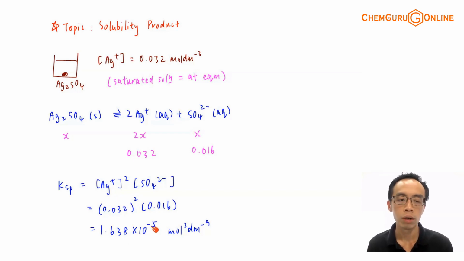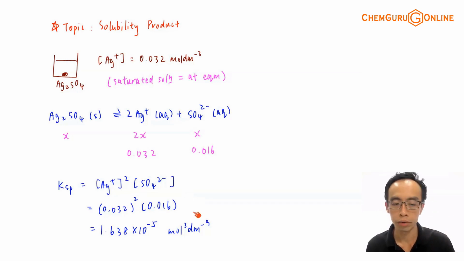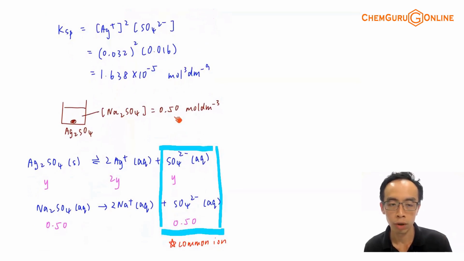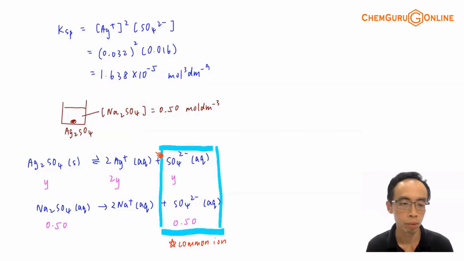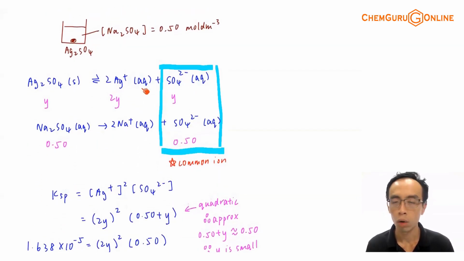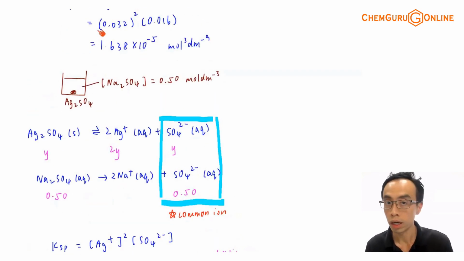So the first thing we have to do is determine Ksp. Then we consider this same Ksp value for the second scenario. What if the solution now is in 0.5 mol per dm cube of sodium sulfate? Scenario number 2 is actually a common ion effect question, but it's a calculation-based question. Now what happens to the solubility of your same salt, Ag2SO4, with the same Ksp value?